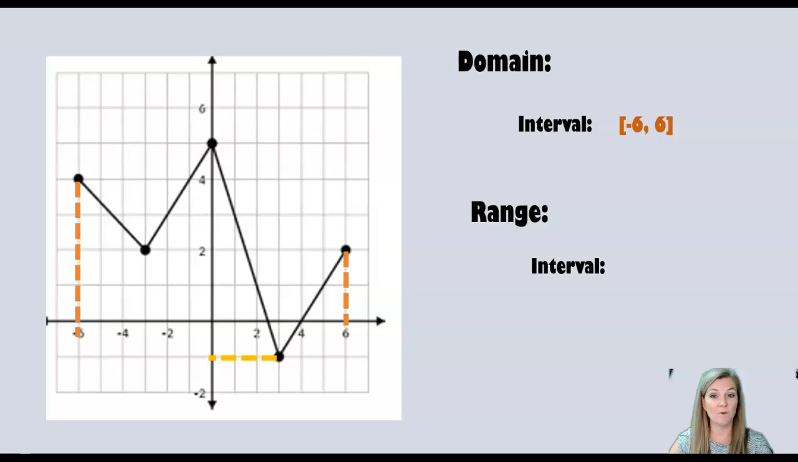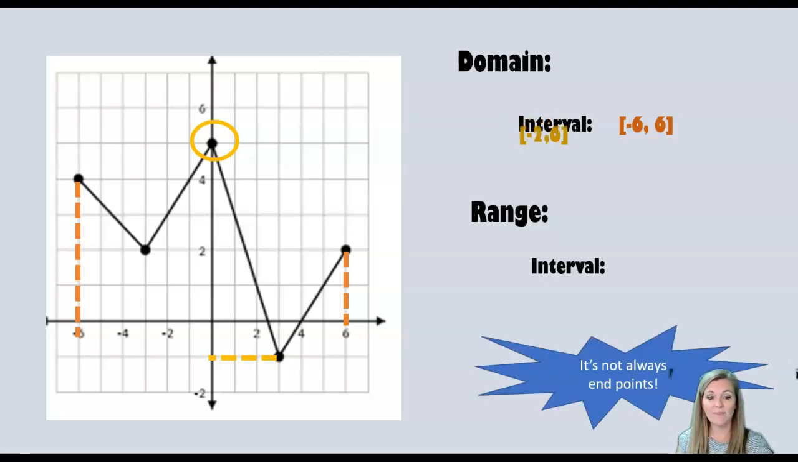How low does this go? -1. How high does this go? 6. Closed dot, closed dot. They're not always the endpoints. It's also important to realize that the endpoint is not how high or how low it goes. It is how far left and right, but it's not how high and how low it goes. So you've got to really just go with how tall it is and how low it goes. So this one is -1 to 6.